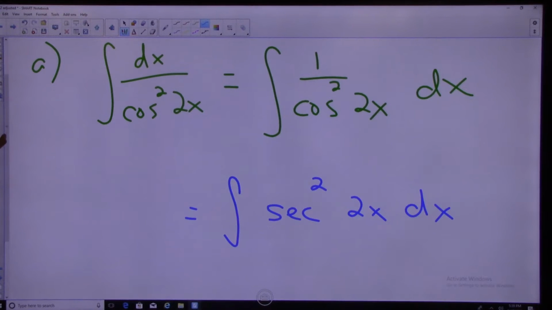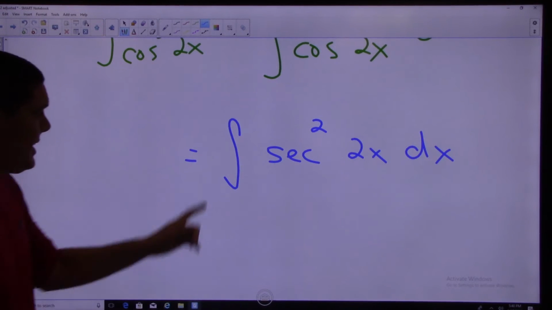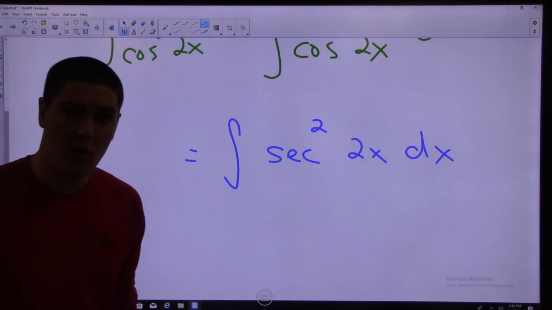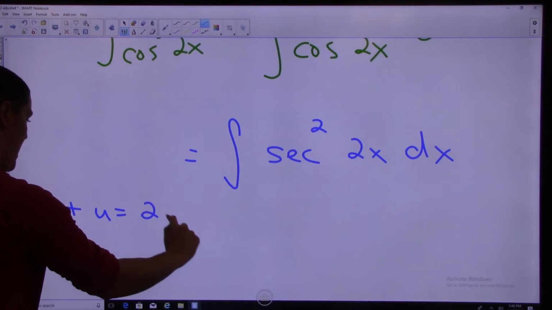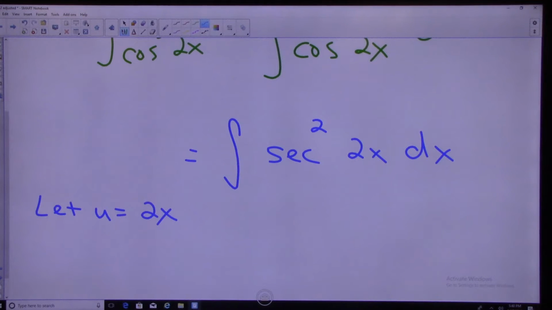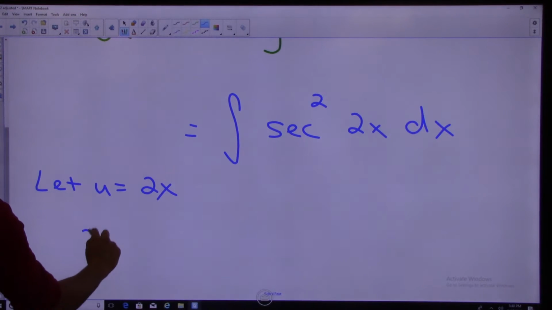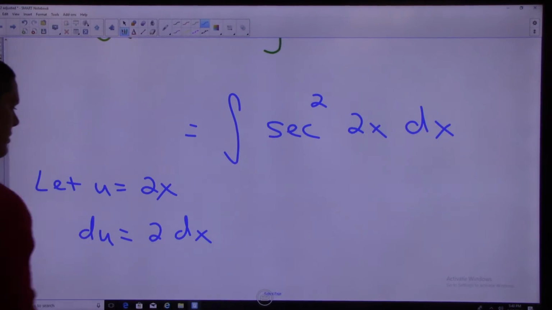If you look at your formula here, it says secant squared of u du. Well, in this case, we have secant squared of 2x dx. So I would probably want to let u equal 2x in order to get it to look like that formula so I can use it. So guys, if we let u equal 2x, what is the derivative of u? Well, du is going to be 2 dx.